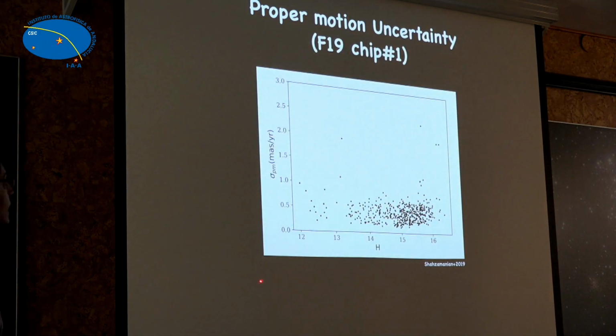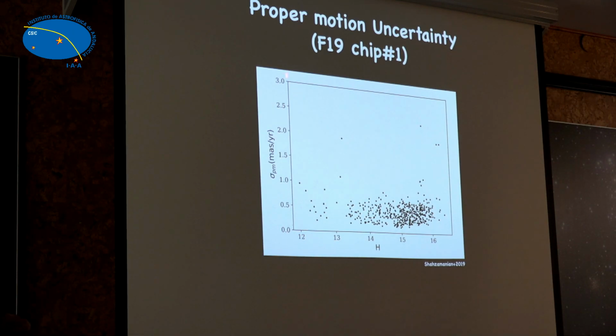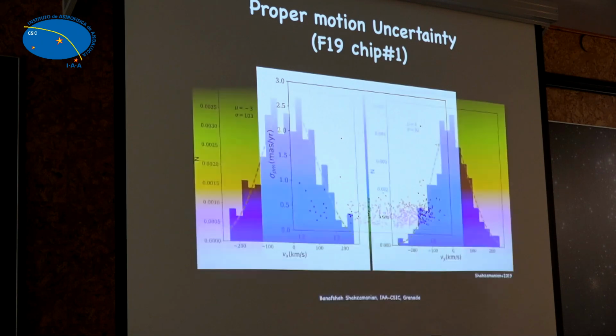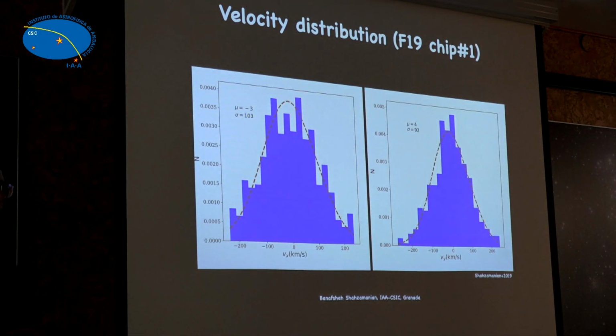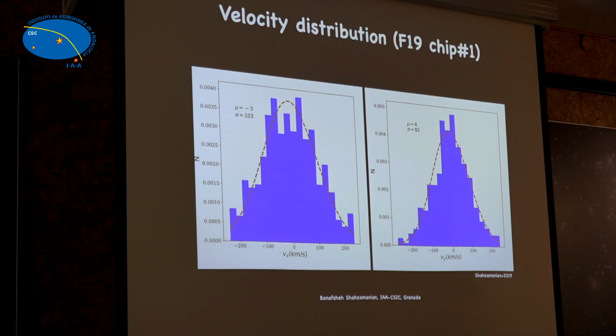So finally, we can have the proper motion uncertainty versus the H-band magnitude for this field of study, this pilot study F19 chip 1. And we continued to get the velocity distribution for our proper motions in two directions: Vx, parallel to the galactic plane, and Vy, perpendicular to the direction of the galactic plane. And we obtain velocity dispersion for these velocities, and we cannot say it is intrinsic velocity dispersion because it is folded with the proper motion uncertainties, so it's not really intrinsic.